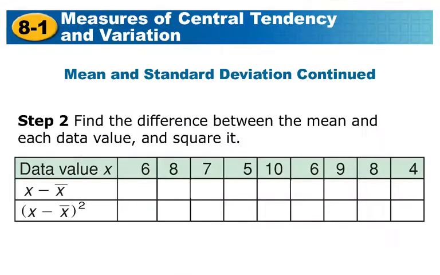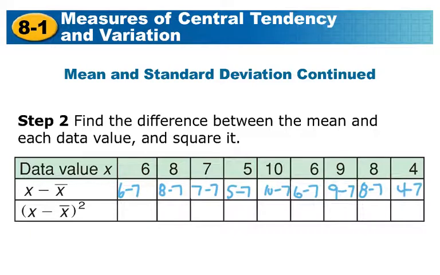So that is going to be a very important number, because what we're now going to do is take every value here and subtract that mean. So 6 minus 7, and 8 minus 7, and 7 minus 7. And let's see, 5 minus 7, 10 minus 7, 6 minus 7, 9 minus 7, 8 minus 7, and 4 minus 7.